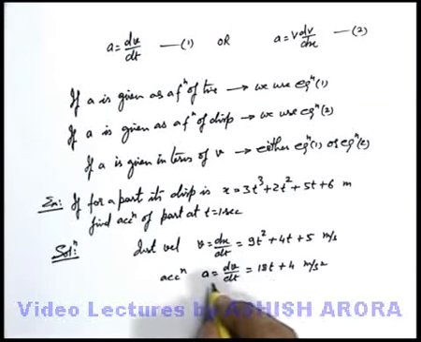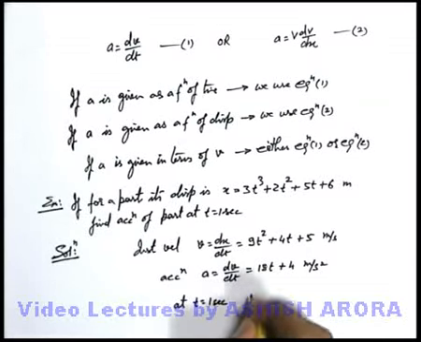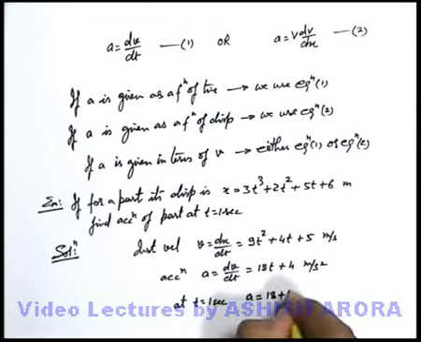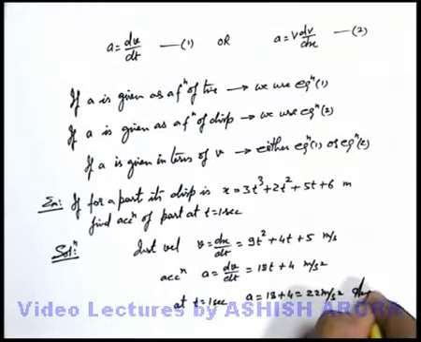So here we are required to find acceleration at t equals to 1 second. That 1 second acceleration can be given if we put t equals to 1, it is 18 plus 4, that is 22 meter per second square. This will be the answer to this question.